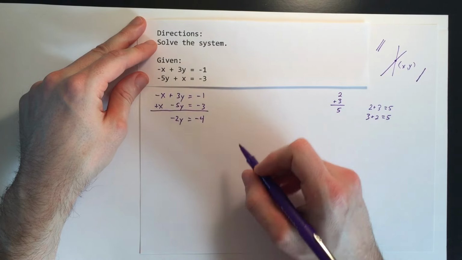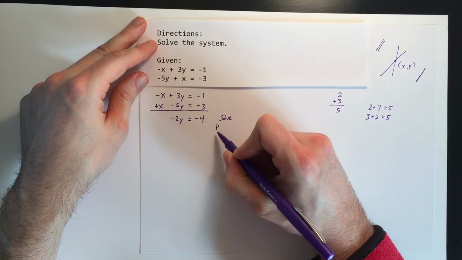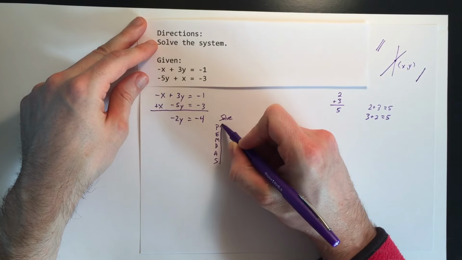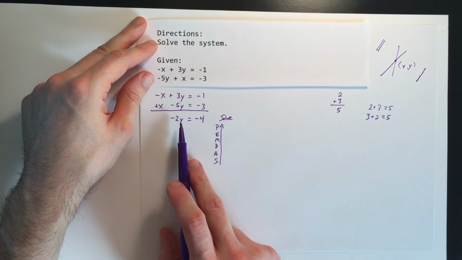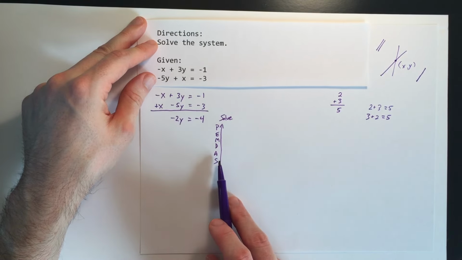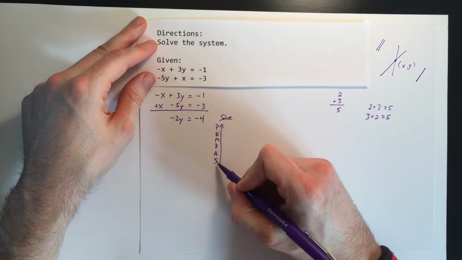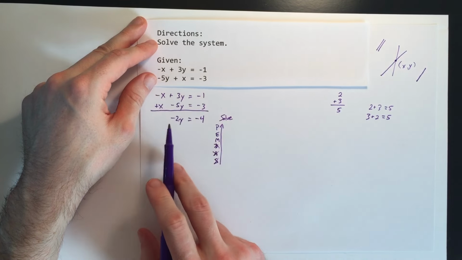So to solve, I use PEMDAS, the order of operations, backwards. And I ask the question, what's happening to the variable? What's happening to y? Is it being subtracted? Nope. Remember, this is being multiplied. So it's not being subtracted, it's not being added, it's not being divided, it's being multiplied by -2.